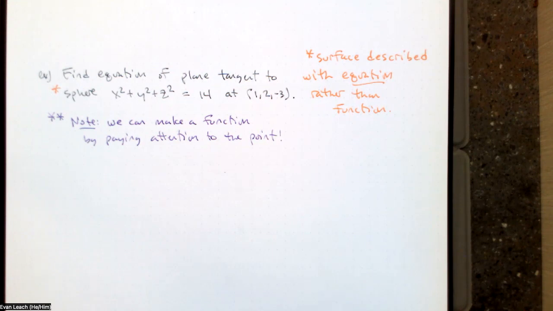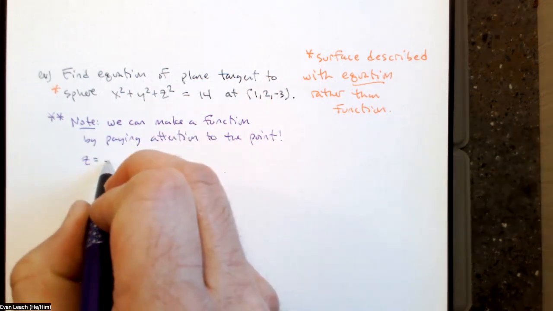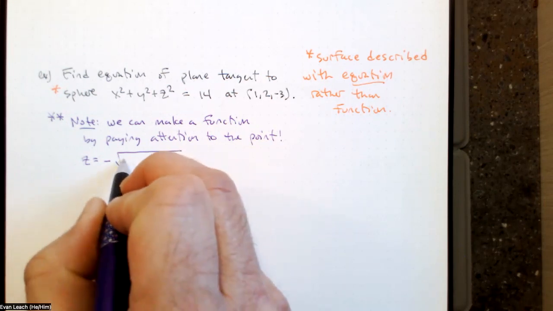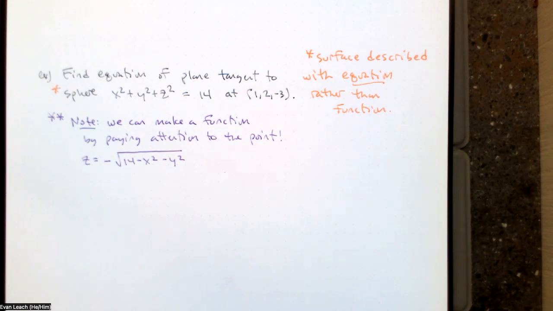Notice that we've either x positive, y positive, but z is negative. So we've got lots of ways that we could write this as a function. We would probably try to solve for z. We know that if we solve for z, there'll be a plus minus square root. Let's just take the minus one because clearly z is negative. This is not describing the entire surface. This is just describing that bottom half of the sphere.